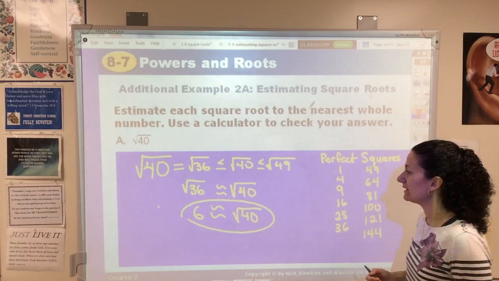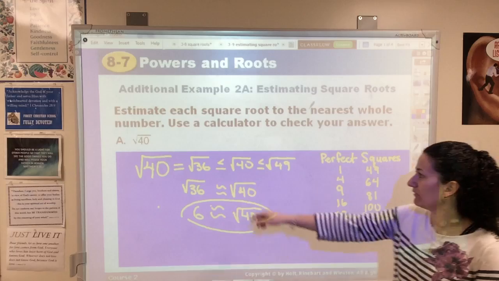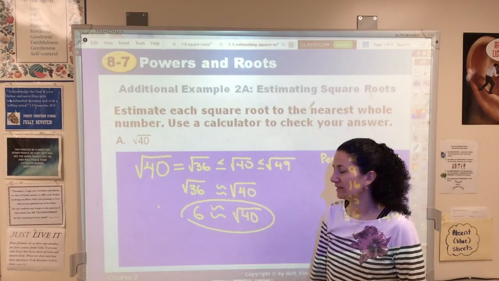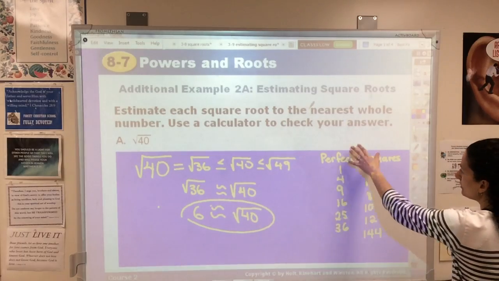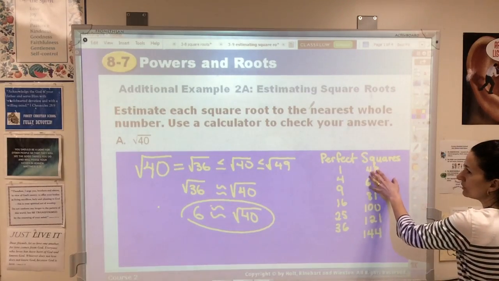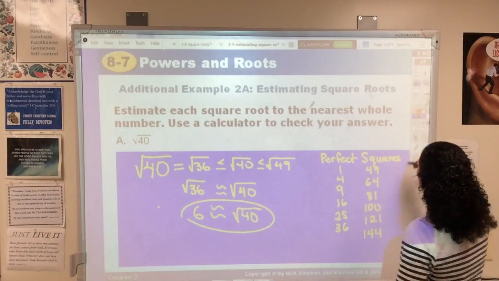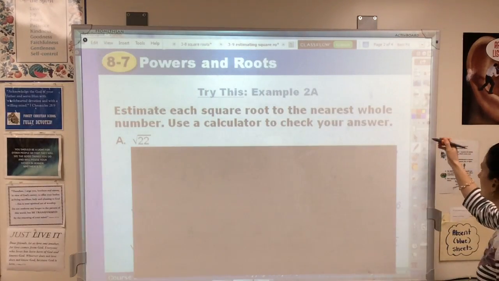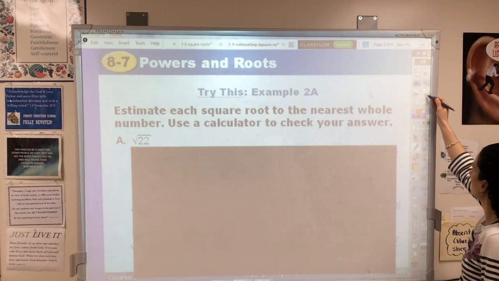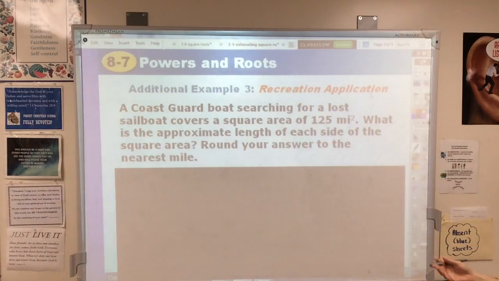So we really have two choices when we don't have a perfect square. We can estimate or we can use a calculator. You do need to know how to estimate. Make sure you have these perfect squares in your notes and this example. I'm going to give you one more example, and I'm going to give you a word problem example because this could happen in real life, and then you're going to practice some. Take a look at this.